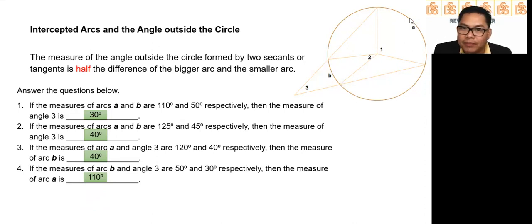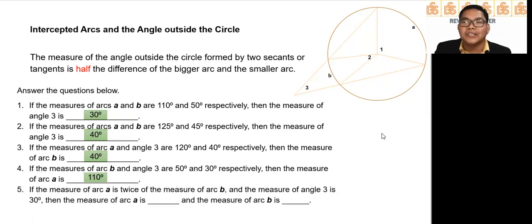So, if these are given, we do it this way. A minus B divided by 2 equals angle 3. But if A is missing, what I do is angle 3 times 2 plus B, and I will get arc A. Okay, that's another strategy.